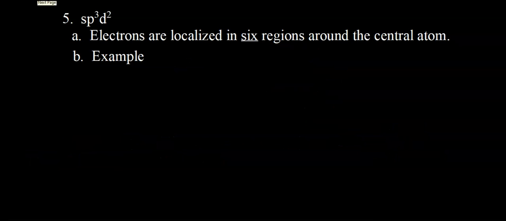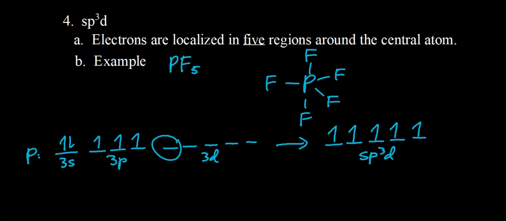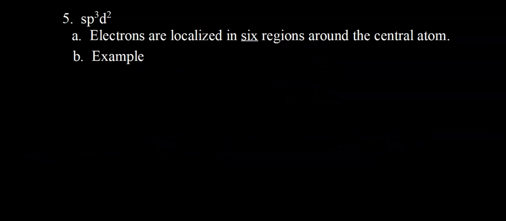Again, there's a pattern, sp3d2, and as you guessed it, this time the electrons are localized in 6 regions around the central atom. Oh, going back here really quickly, PF5 has a trigonal bipyramidal geometry. It has this shape because the central atom is sp3d hybridized. You have 3 hybrid orbitals around the equator, 1 up here, 1 down here to make those 5 covalent bonds.